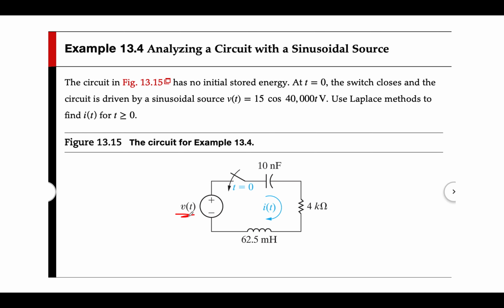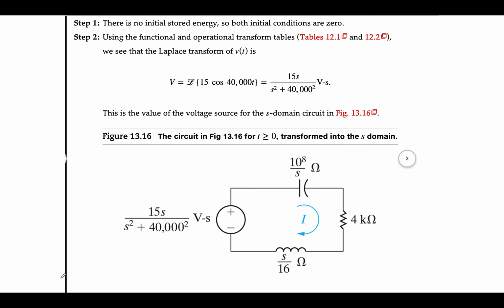So this is the circuit in the time domain. When we transform to the Laplace domain, the capacitor is going to go to a capacitive impedance 1 over SC. The inductor is going to go to an inductive impedance SL, and the voltage is going to go to its Laplace function in the S domain. So here's that. Here is the transform of the cosine function. Here is 1 over SC. Here is SL, and here's our 4K resistor.